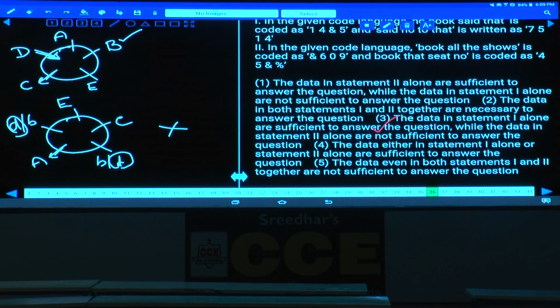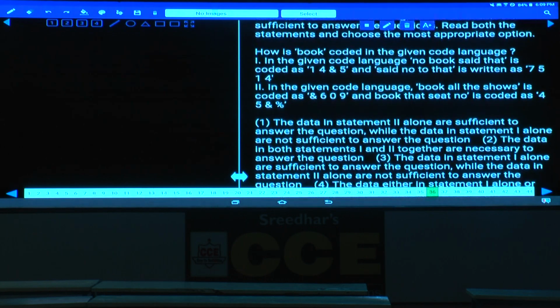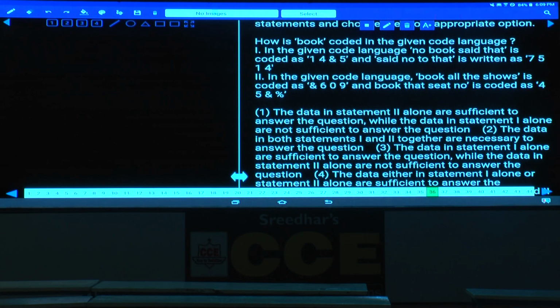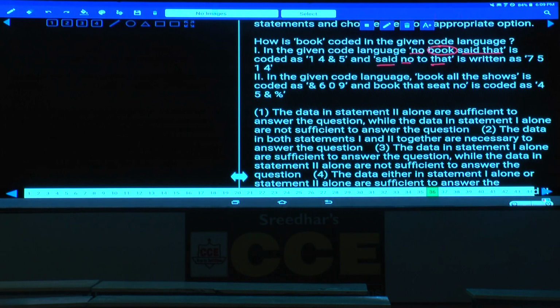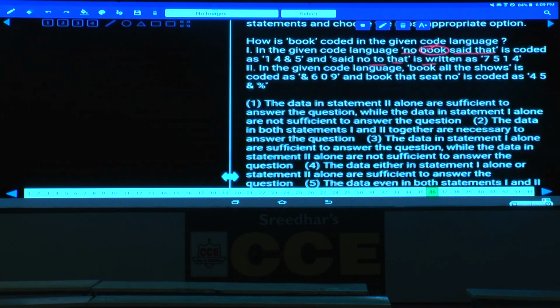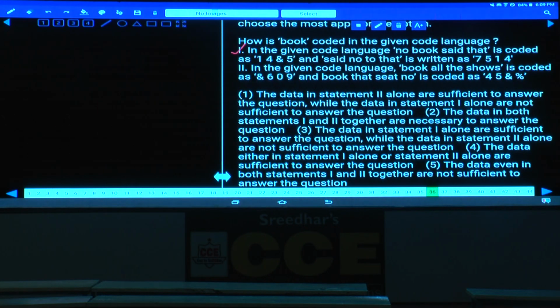Then question number 36. Now in this 36, tell me what is the question here. How is book coded in the given code language? In the given code language, no book said that and said no to that. Now if you compare these two, what are the words which are common here? No is common, and book, said and that and said. Now 3 words are common, hence 3 codes will be common. What will be left over in the first one? Book will be left over, one code will be left over. We are not bothered about that one, hence we are able to get the answer, isn't it? Hence in data sufficiency, we are not bothered about what the answer is, but whether the given information is sufficient to get a unique answer or not.